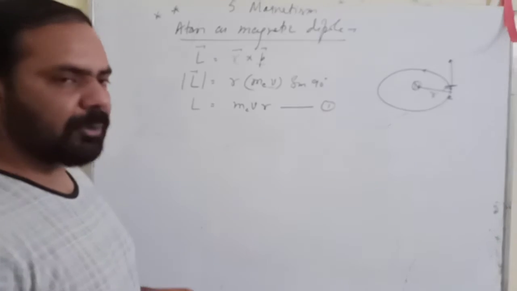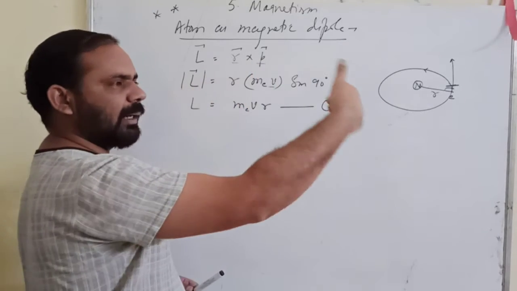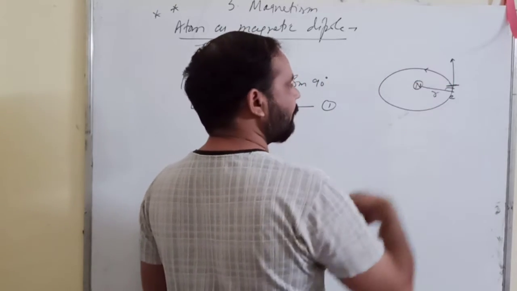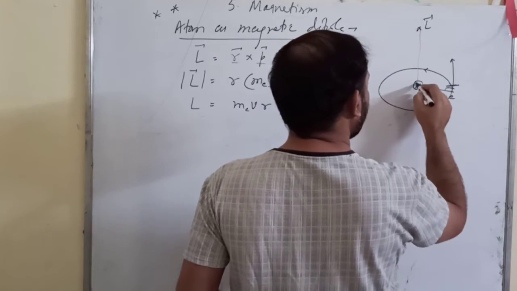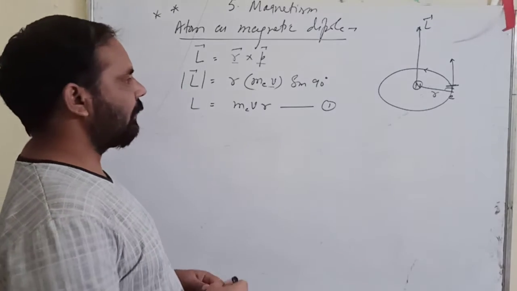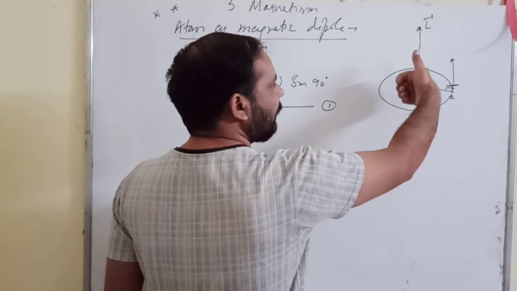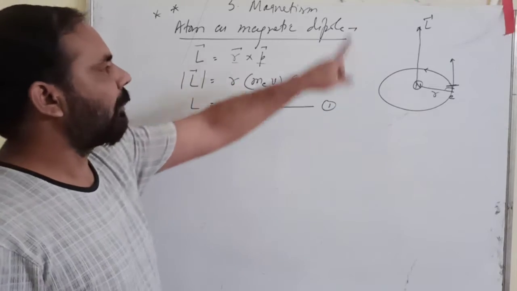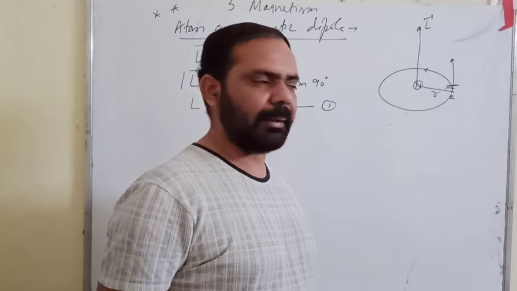Now what will be the direction of this L vector? Since you are getting this by cross product, it will be given by the right hand thumb rule. Since the electron is revolving like this, if I put my thumb here, this is the direction of L vector, upward. With the right hand thumb rule, you curl your fingers along the direction of the motion of current, and then the thumb will represent the direction of L vector. So the angular momentum's direction is upward, right?